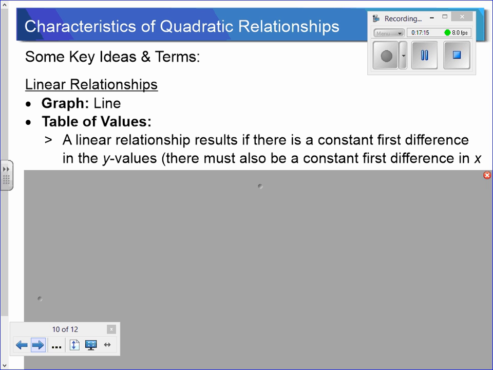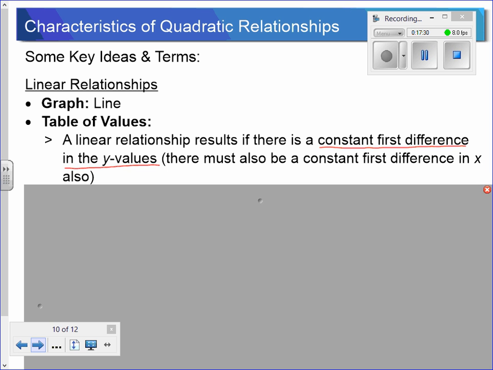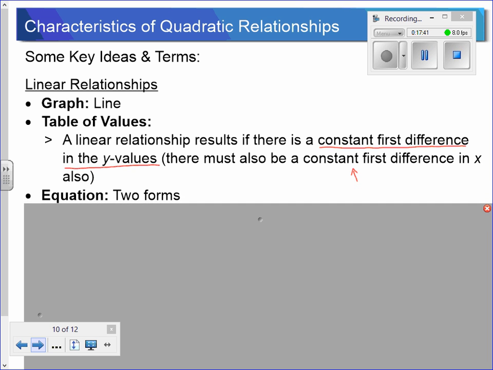In the table of values, you probably noticed that there was a constant first difference in the y values. What's really important too is that you need to be able to see a constant first difference in x. If you don't have that, then you will not have a line. You'll have something that looks close to a line, but you won't have a very strong correlation. That is, the line will not go through all points.